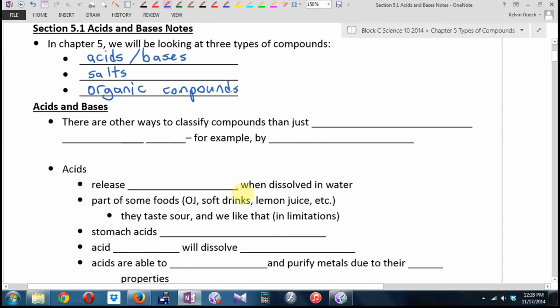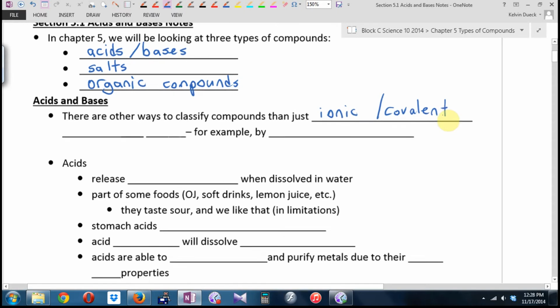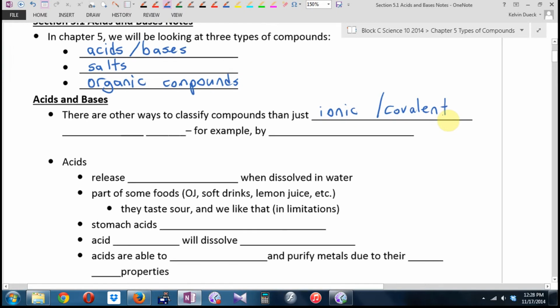Let's start with acids and bases. So there are other ways to classify compounds other than just, what's the way we've been doing so far? What was the question that we asked ourselves whenever we saw a new formula? There was two different ways of bonding. What were they? Matt? Okay, so you can classify them in how they bond as ionic or covalent.